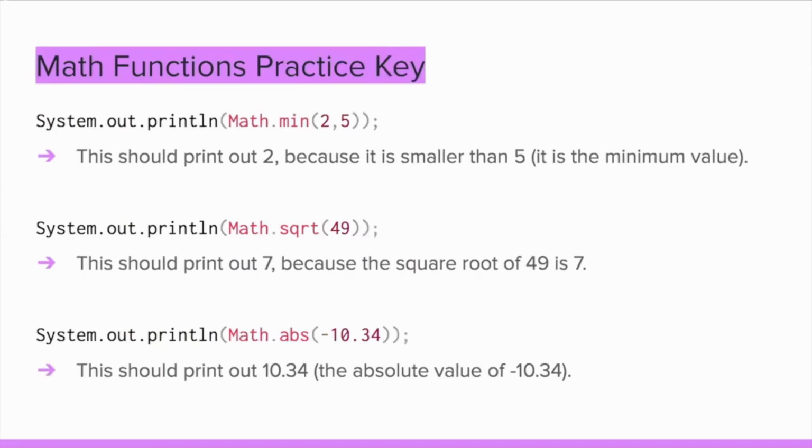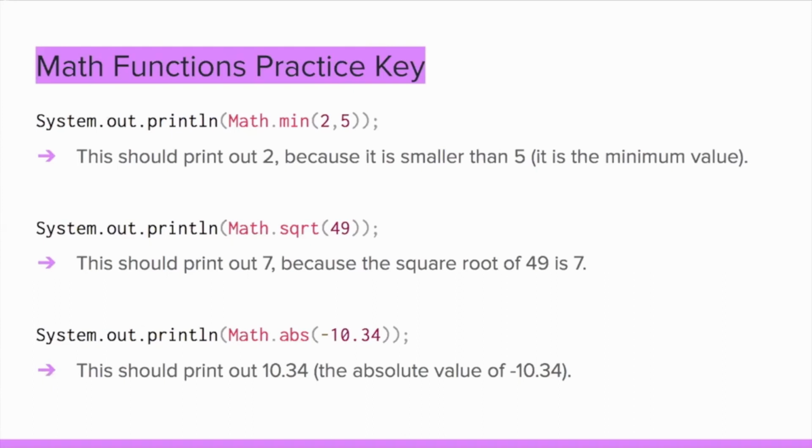Here's the key for the three questions. For all three questions, remember to use the System.out.println function to print the output. For the first question, we use the Math.min function because we want to find the minimum of two numbers, 2 and 5. Because 2 is less than 5, the code should print out 2.